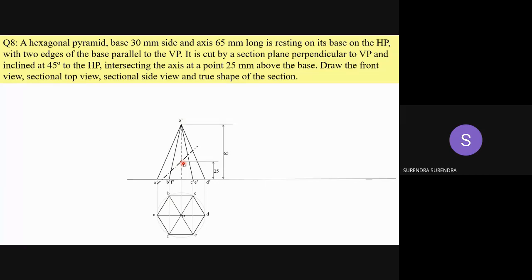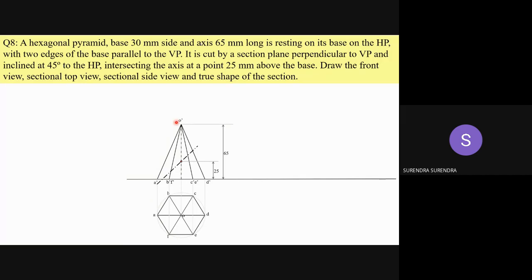In the previous two problems, the section plane was not cutting the base, but here the section plane is cutting the base. So the section plane, instead of passing all through the slant edges, is passing through the base of the pyramid.